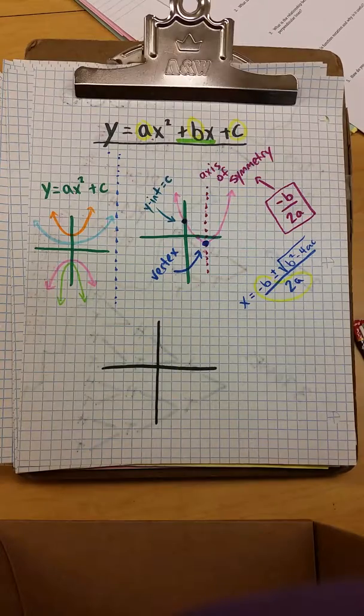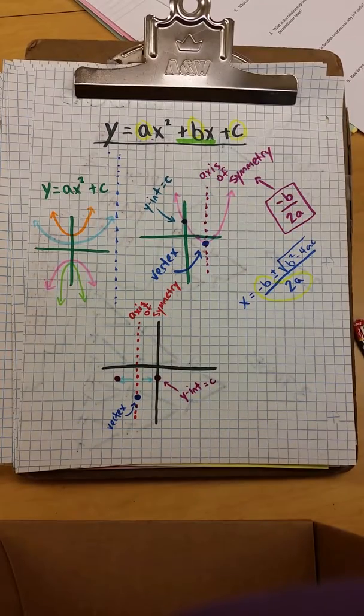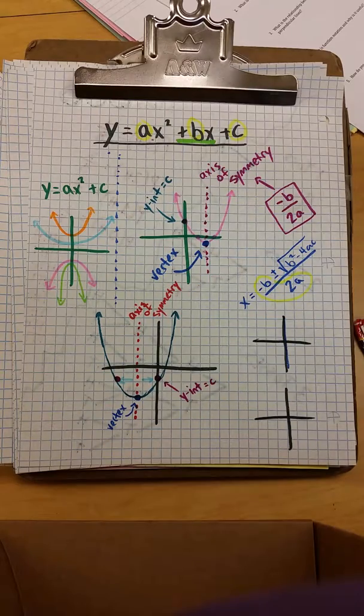So to graph parabolas using y equals ax squared plus bx plus c, first we'll find an axis of symmetry, then we'll use that to find the vertex. We can use c to find our y-intercept, and since our parabola is symmetrical, we can find a dot opposite of the y-intercept. This gives us our basic shape for our parabola, and that's how we will graph them to start.